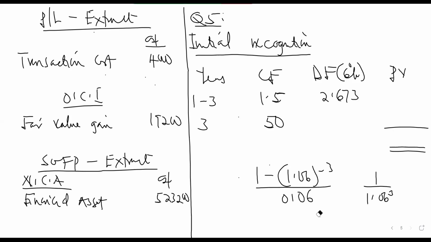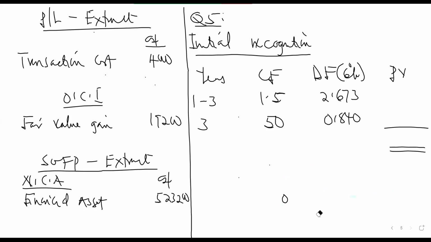2.673. Okay. The third year will be 0.840. So 0.840. Is that confirmed? $0.840. Yes, 840. Okay, so let's now multiply. This will be 4.01. Okay, and this will give us what?